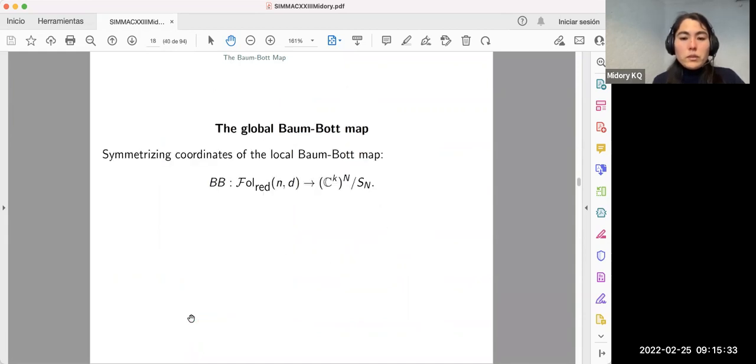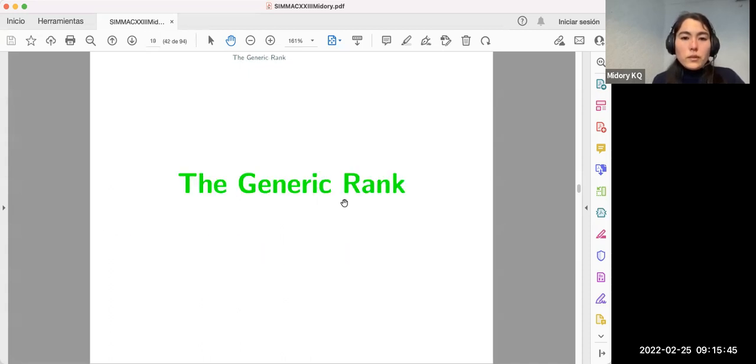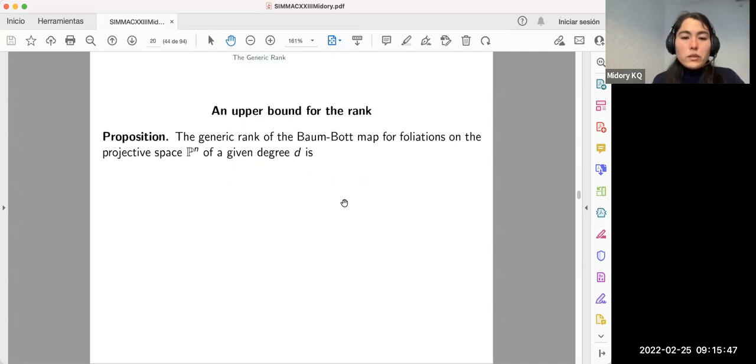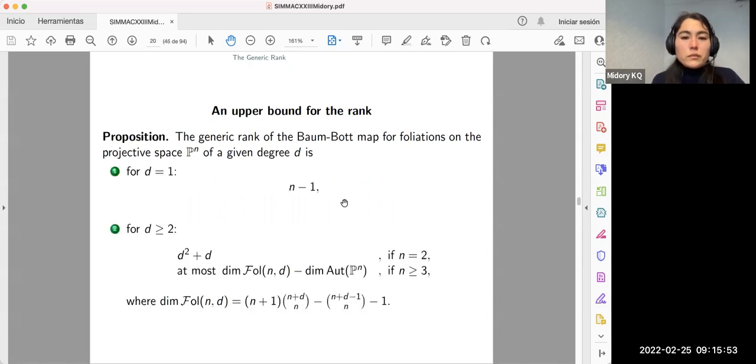And the global Baum map will be just to symmetrize the coordinates, so we don't care about the order that we take for the singularities of the foliation. So to calculate the generic rank, we first give an upper bound for the rank. For degree 1 foliations, the generic rank is n-1. For degree greater or equal than 2, on the complex projective plane, you get t squared plus t, which is the upper bound given by Alcides and Pereira.